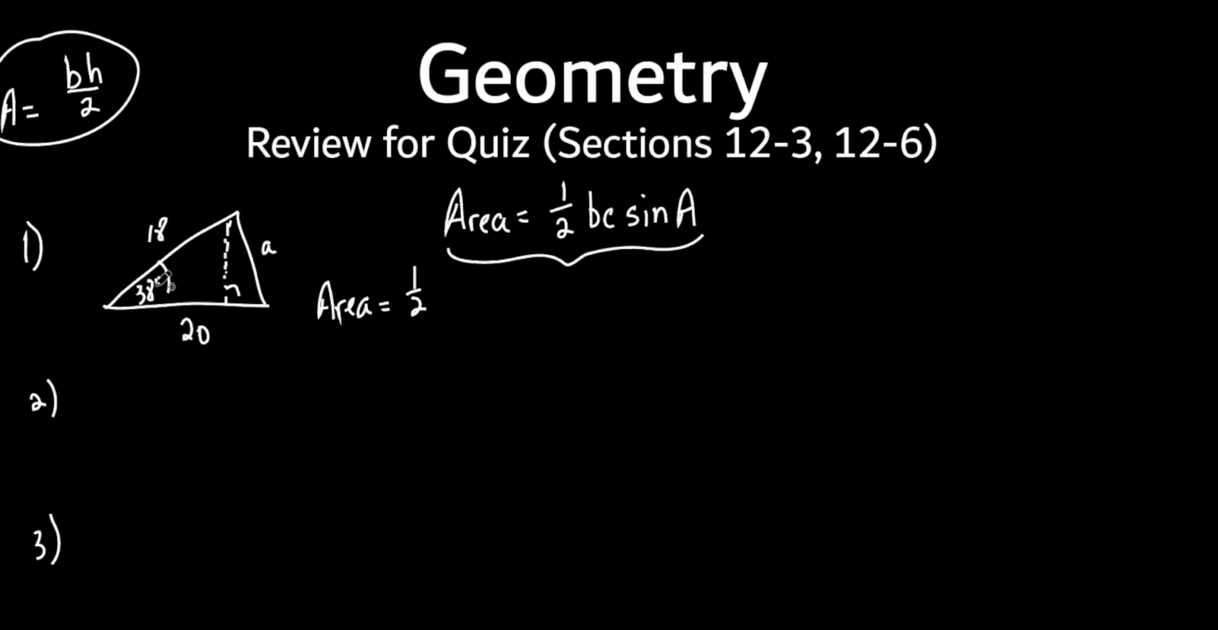So it's 1/2. b, doesn't matter which one you pick, 18. c, which is this one right here. And then you take the sine of that angle that's in between those two. So the sine of 38 degrees. So this is just a matter of putting it into a calculator. You've got to practice it.